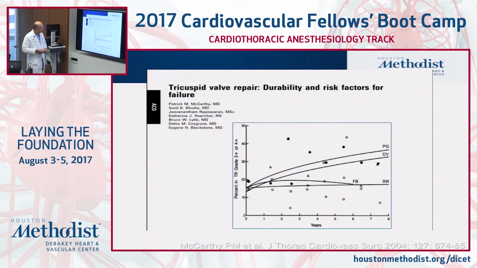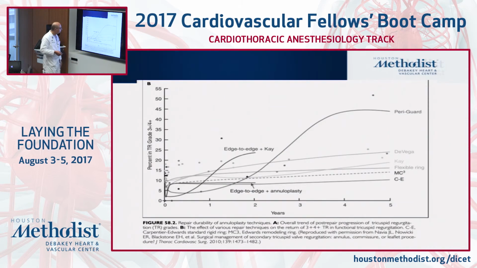In 2004, Dr. McCarthy published this, basically showing that if you followed patients who had tricuspid valve repair out, this is up to 8-year follow-up, patients who had a rigid ring, RR, versus a flexible band, did quite well. The results were not as good with a flexible band, but almost as good. What they did show was that with a pericardial strip, a Perigard strip they called it, or a DeBakey annuloplasty, patients developed progressive tricuspid regurgitation over time.